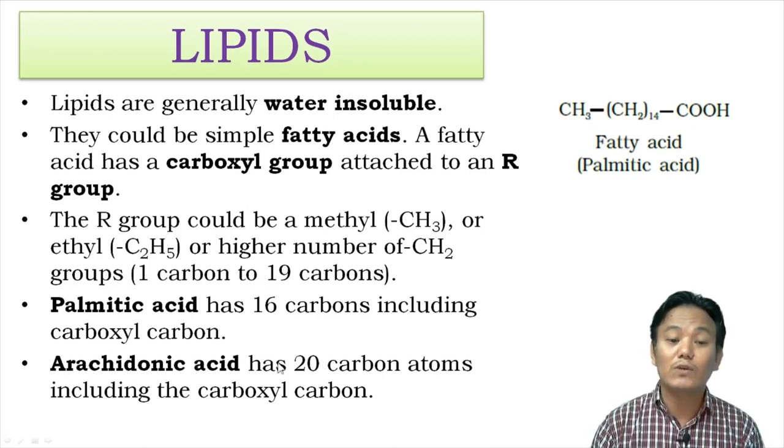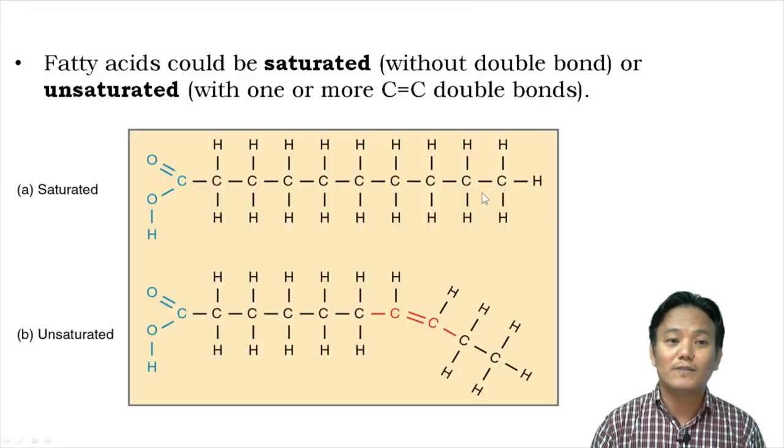Arachidonic acid: there are total of 20 carbon atoms including the carbon atom of the carboxyl group. So let's look at the structure of fatty acids.